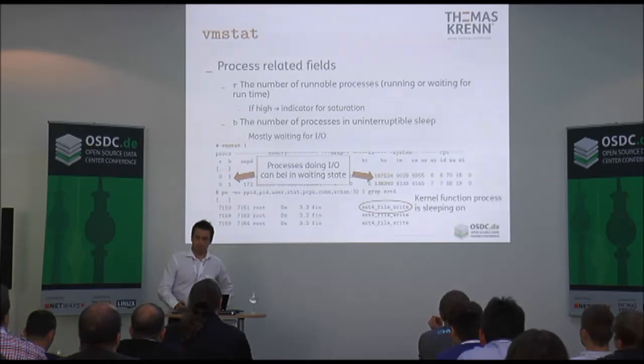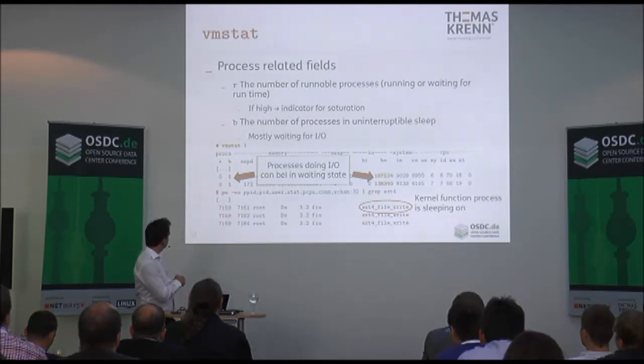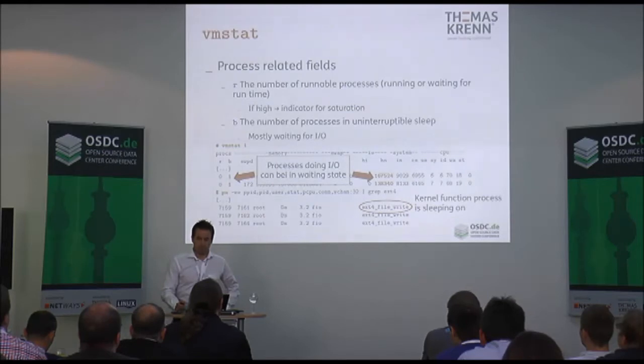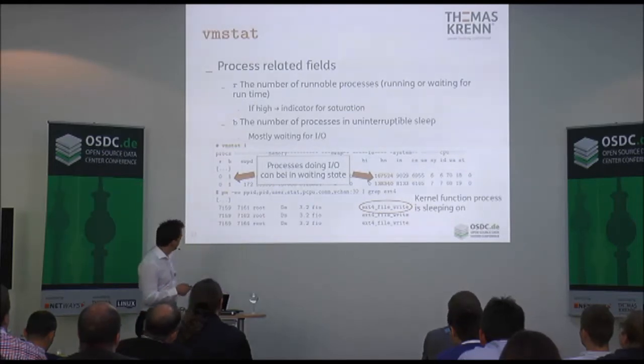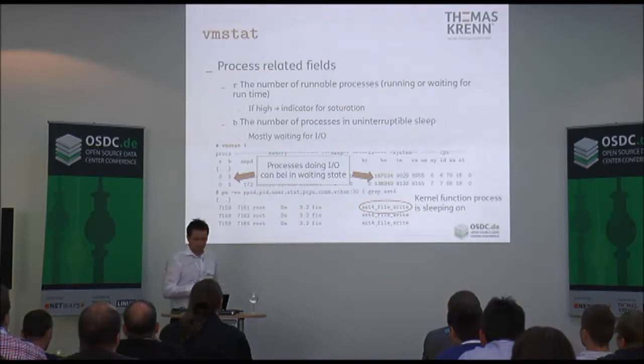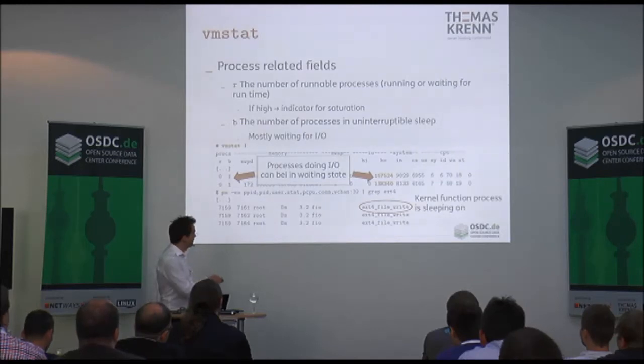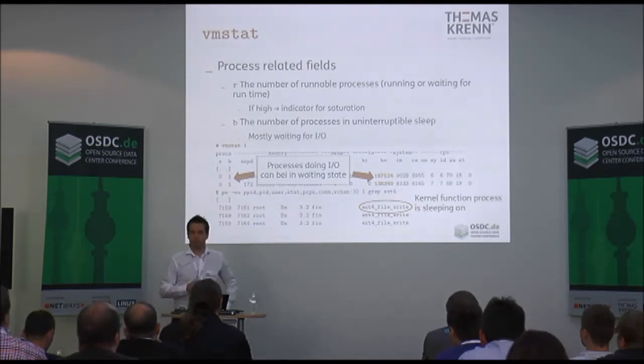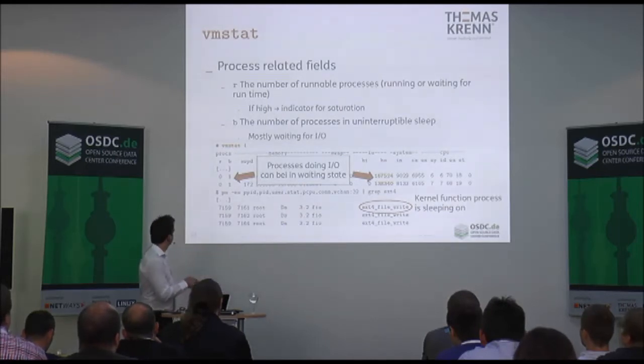And b is the number of processes in uninterruptible sleep, and this is mostly if the processes are waiting for I/O. So if you have a high number of processes waiting in uninterruptible sleep, then maybe your block device is oversaturated. You can check with the ps command in which kernel function your processes are currently sleeping. Everybody knows ps, but what I like a lot is that you can customize the columns. You have the wchan parameter here, and you can grep for the ext4 columns, and then you see, okay, my processes are doing some file writes. These processes are in an uninterruptible state waiting for the ext4 file writes. You can see that in the process states from the ps output.